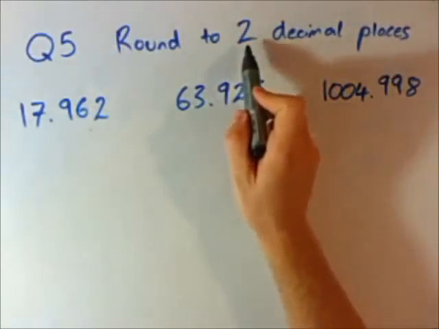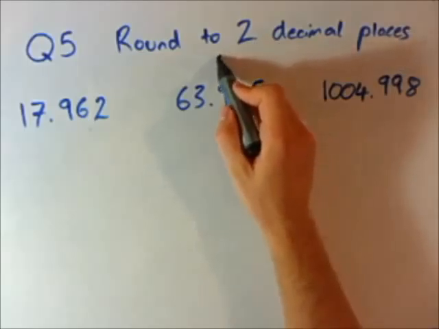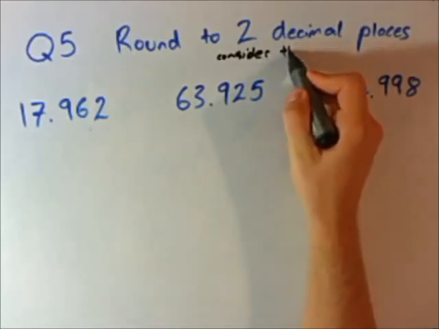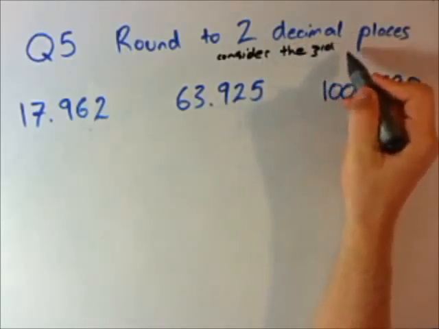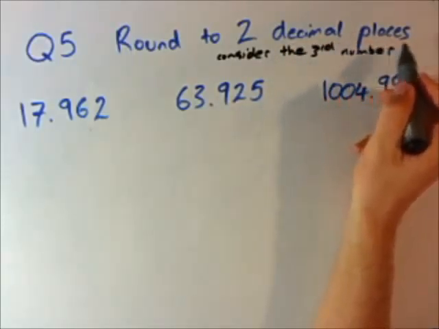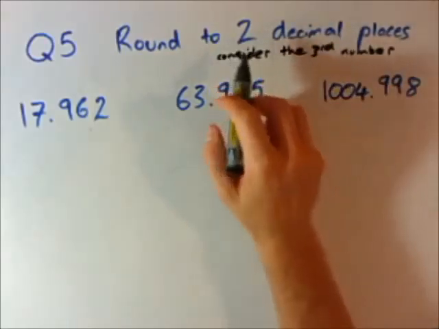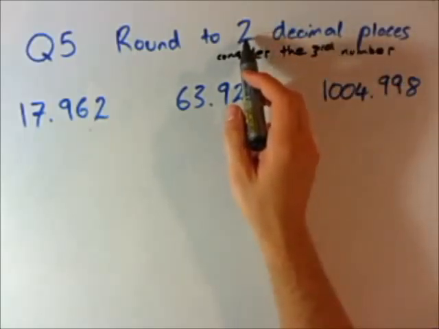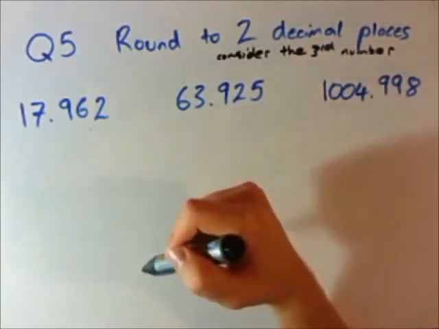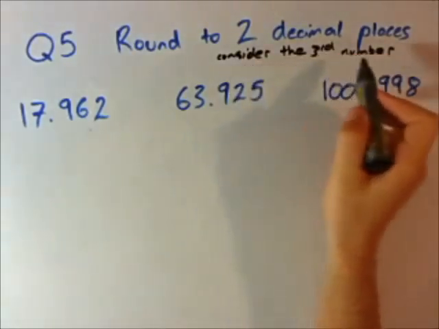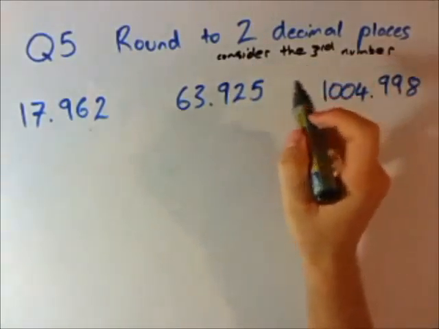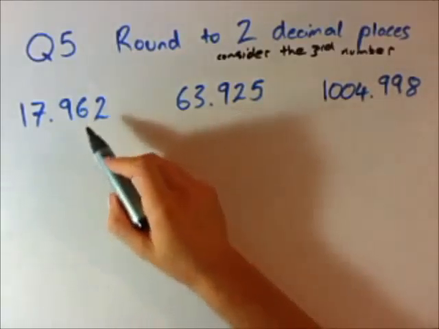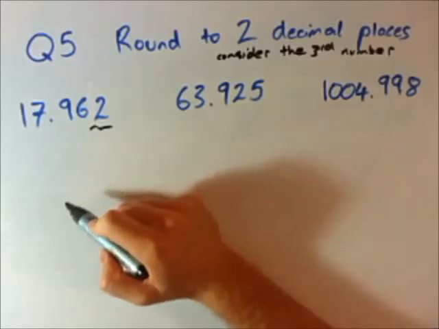When I'm rounding to 2 decimal places, I need to consider, writing's quite small, the third number. If I was rounding to 3 decimal places, I would need to consider the 4th number. So you always need to consider the number after the number of decimal places you're rounding to. Now what do I mean here by considering the third number? Well, I'm going to use these examples to demonstrate what I mean. So I need to look at this third number here, which is 2.